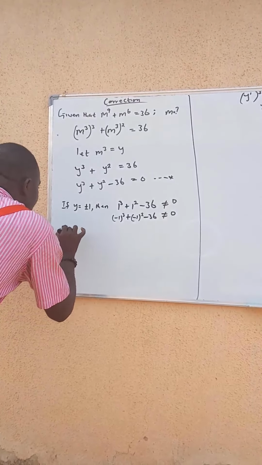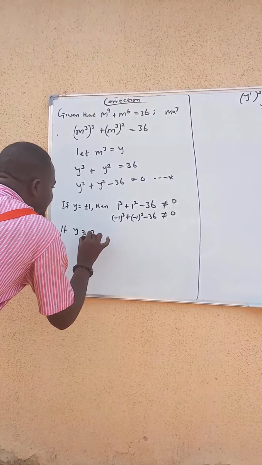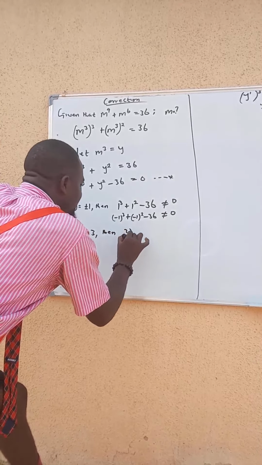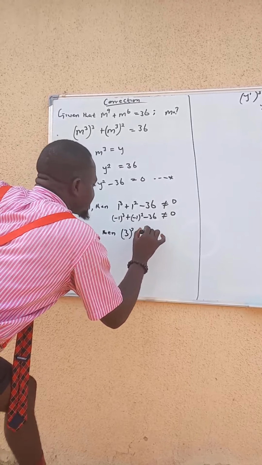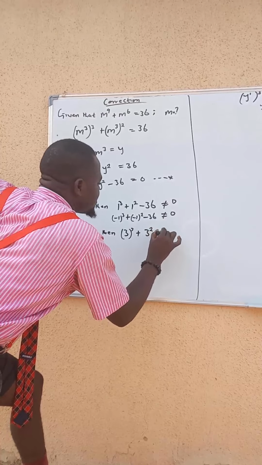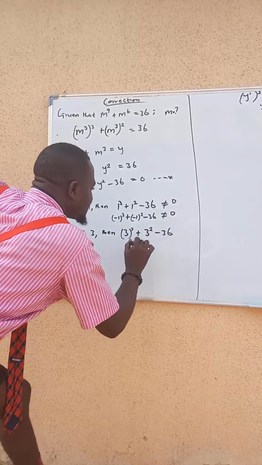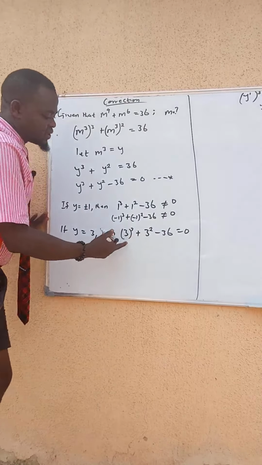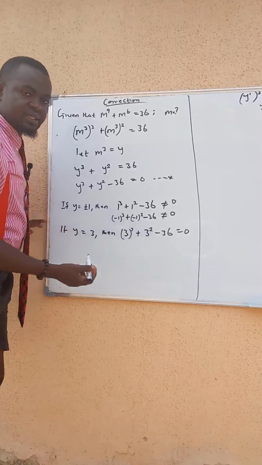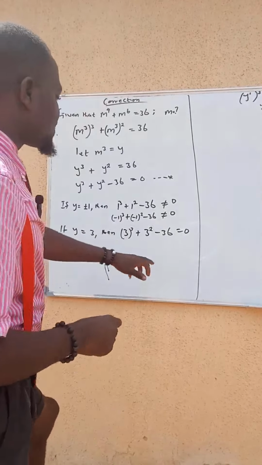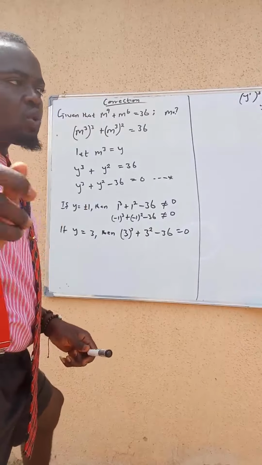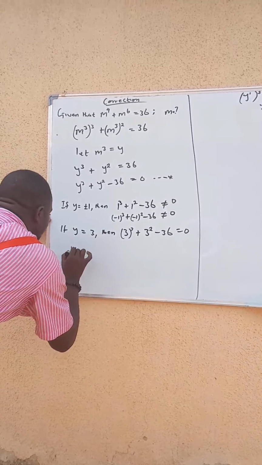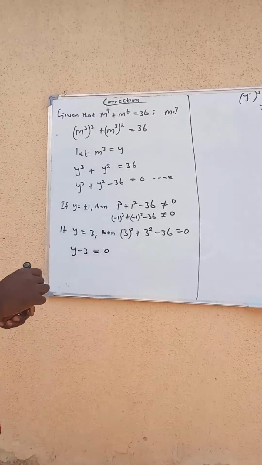So if y is equal to 3, then my 3 raised to the power of 3 plus 3 raised to the power of 2 minus 36 is equal to 0. Yes, because 3 raised to the power of 3 is 27 and 3 raised to the power of 2 is 9. 27 plus 9 will give me 36. 36 minus 36 is 0. So y becomes a factor and 3 becomes a good factor. That means I can say, okay, y minus 3 is equal to 0.